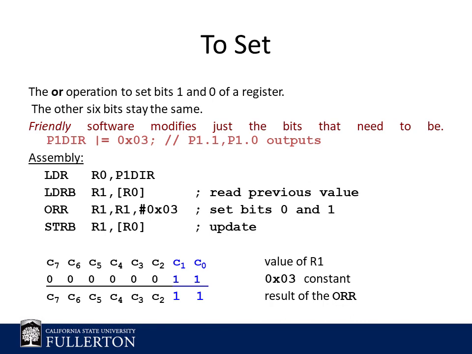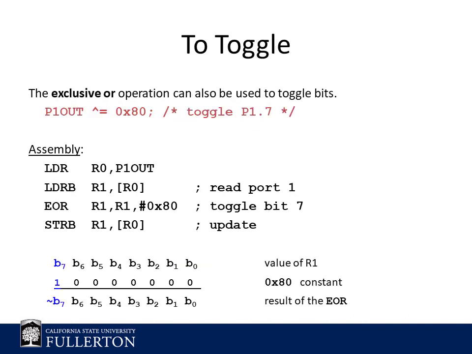Shown on this slide is how to set bits 0 and 1 of the port 1 direction register using C and assembly. It is important that your software is friendly and only the bits that need to be changed are changed. Shown on this slide is how to toggle the most significant bit of the port 1 output register using C and assembly. Again, this code is friendly.